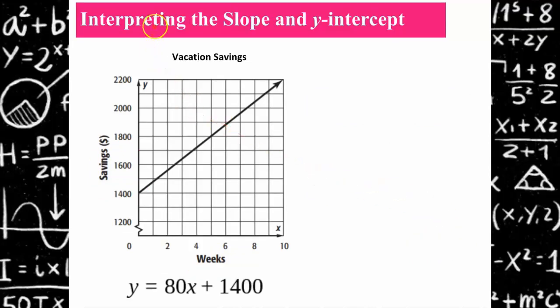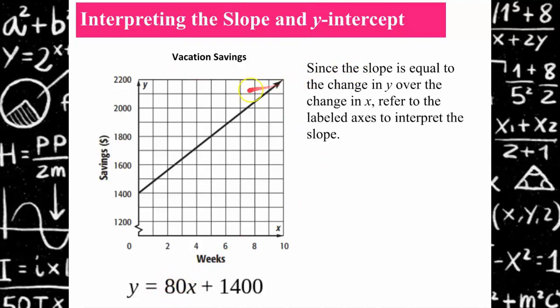Now let's talk about interpreting the slope and the y-intercept that we just found. Our slope is 80, and now we're asked to interpret. So we're going to use words. Since our slope is equal to the change in y over the change in x, we use our labeled axes to interpret. I'm talking about savings in dollars over weeks, so dollars per week. We have $80 per week that we're saving.